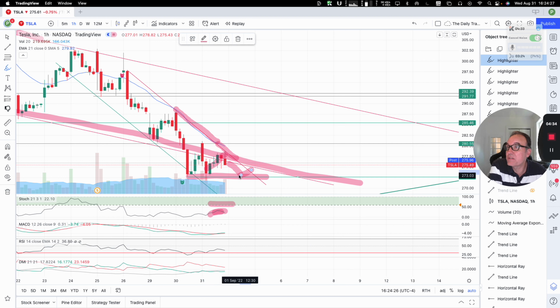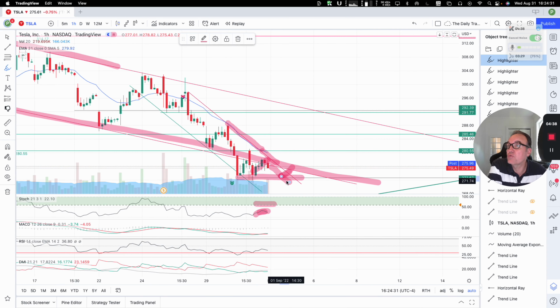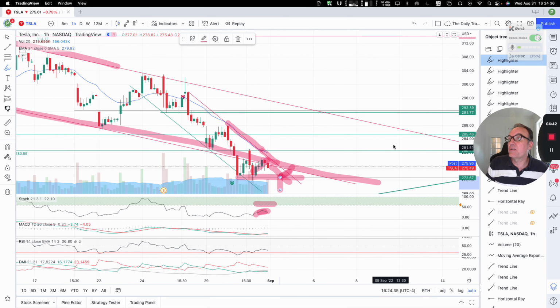Is it going to bounce and try again? Or is it going to be weak enough that we are going to break this and go even lower? So this is something that we are going to have to take a look at tomorrow.